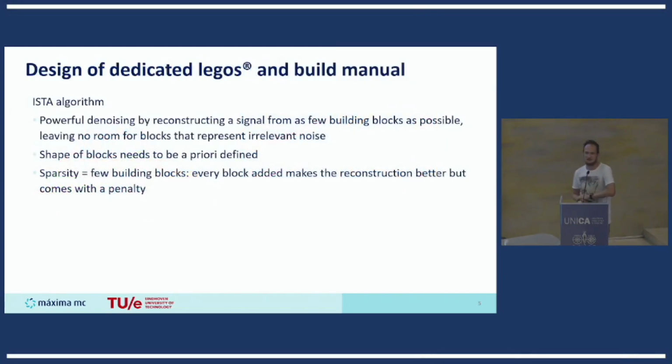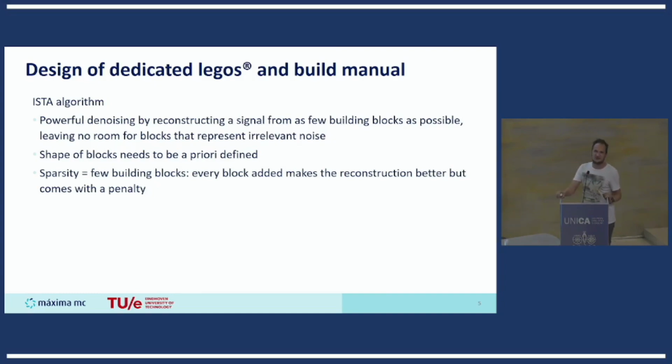Because if you think about the design of these blocks, what are the blocks that we need, and how do we build them towards an ECG, we can think of a well-known algorithm from signal processing. It's the ISTA algorithm, which stands for iterative shrinkage and thresholding algorithm. And it's an extremely powerful denoising algorithm, because it can describe, in this case the ECG, as a combination of a few building blocks. And why is it so powerful? Because it tries to use sparsity, meaning as few building blocks as possible. And ideally that doesn't leave room to reconstruct noise, so it will only reconstruct those parts that you will see from one heartbeat to the next, and the noise should disappear.